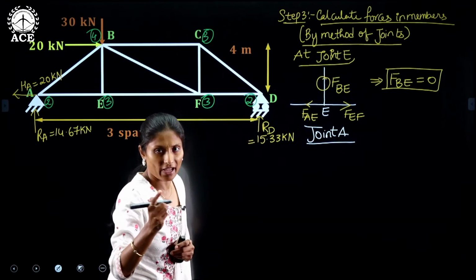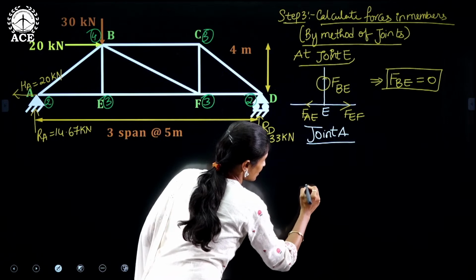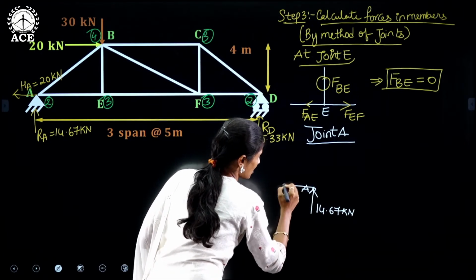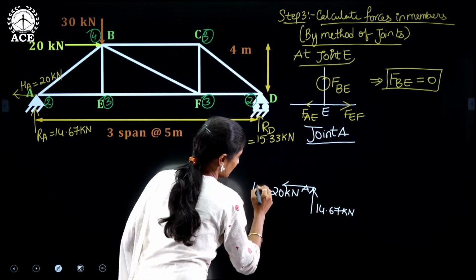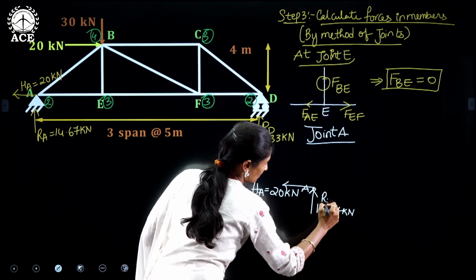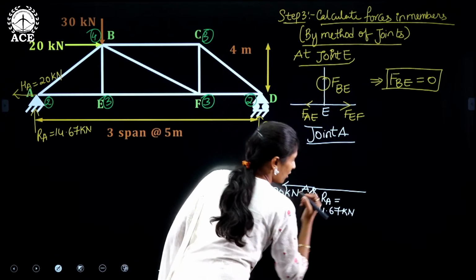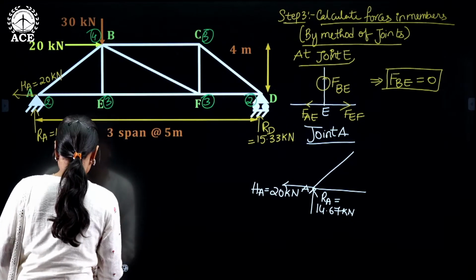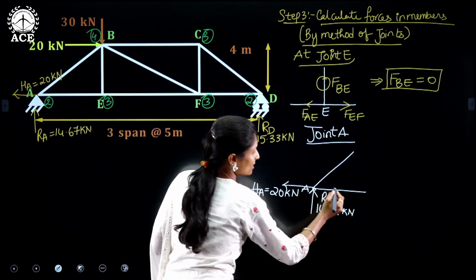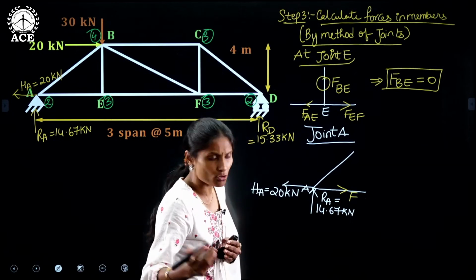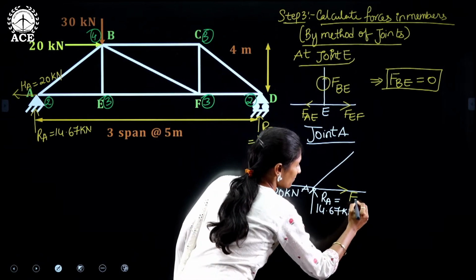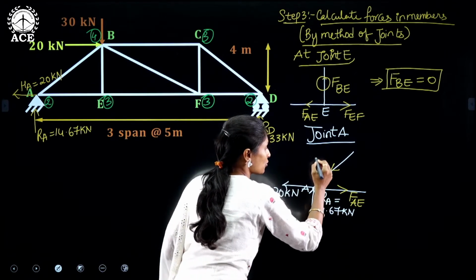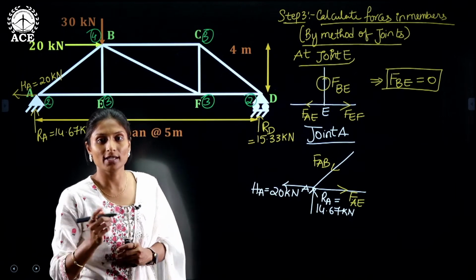Whenever I consider a joint, I have to draw the free body diagram, right? So this is A. At A there is a reaction of 14.67 kilonewtons and a horizontal reaction of 20 kilonewtons. Also there is a horizontal member and an inclined member. The force in this member, FAE, I am assuming to act away from the joint, and the force in AB I am assuming to act towards the joint.